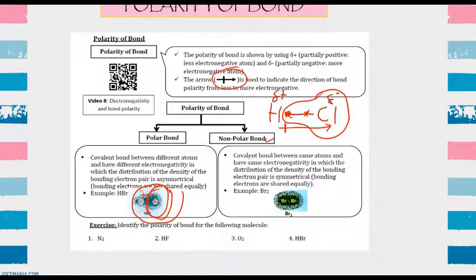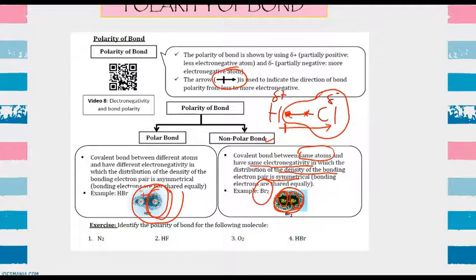Non-polar bond is a covalent bond between the same atoms that have the same electronegativity, in which the distribution of the density of the bonding electron pair is symmetrical. So as you can see here, the cloud of electrons between them, they share equal density of electrons. Okay, equal density of bonding electron. So this gets as much as that one does. Different from the polar bond earlier. Okay, the example is bromine, Br2. They have the same electronegativity.